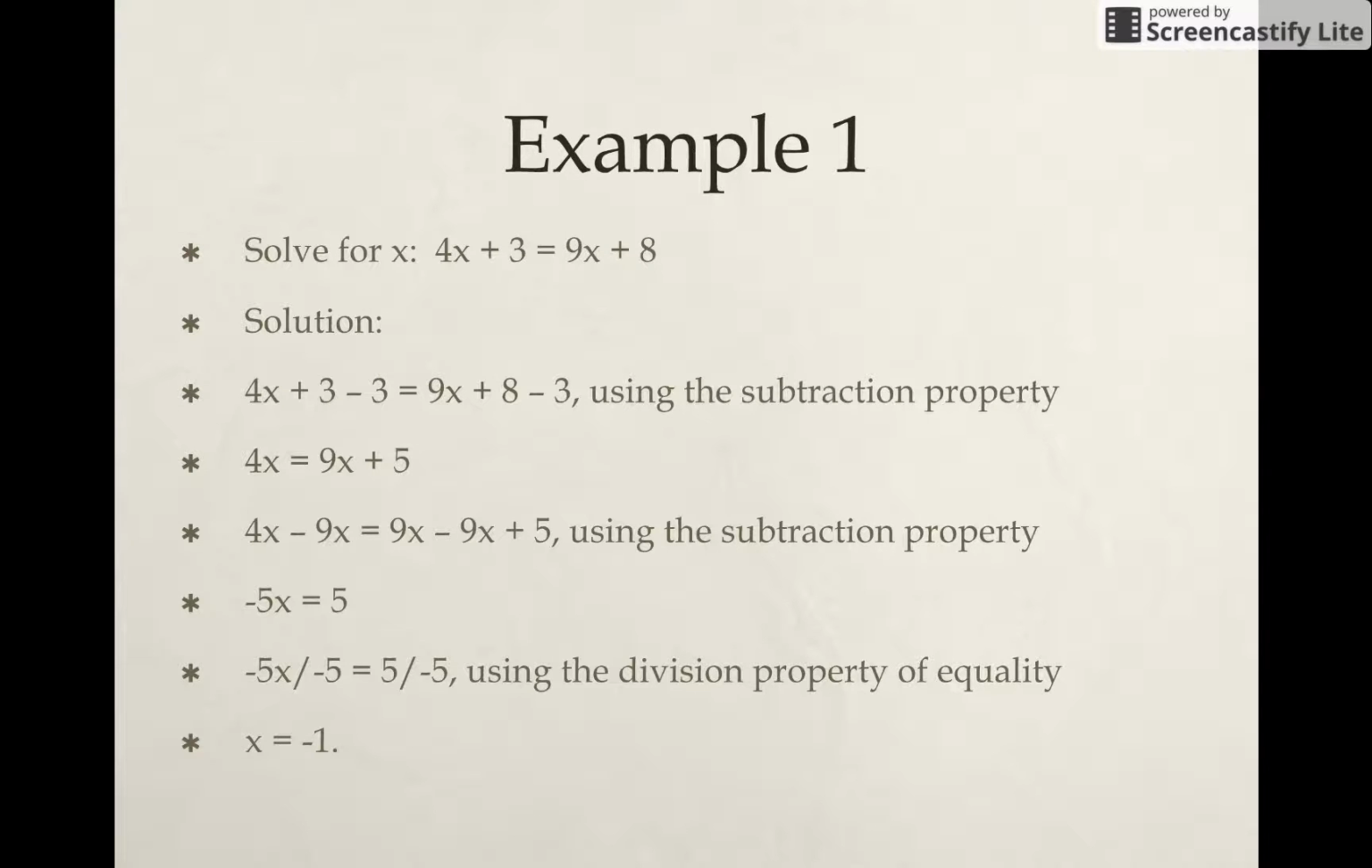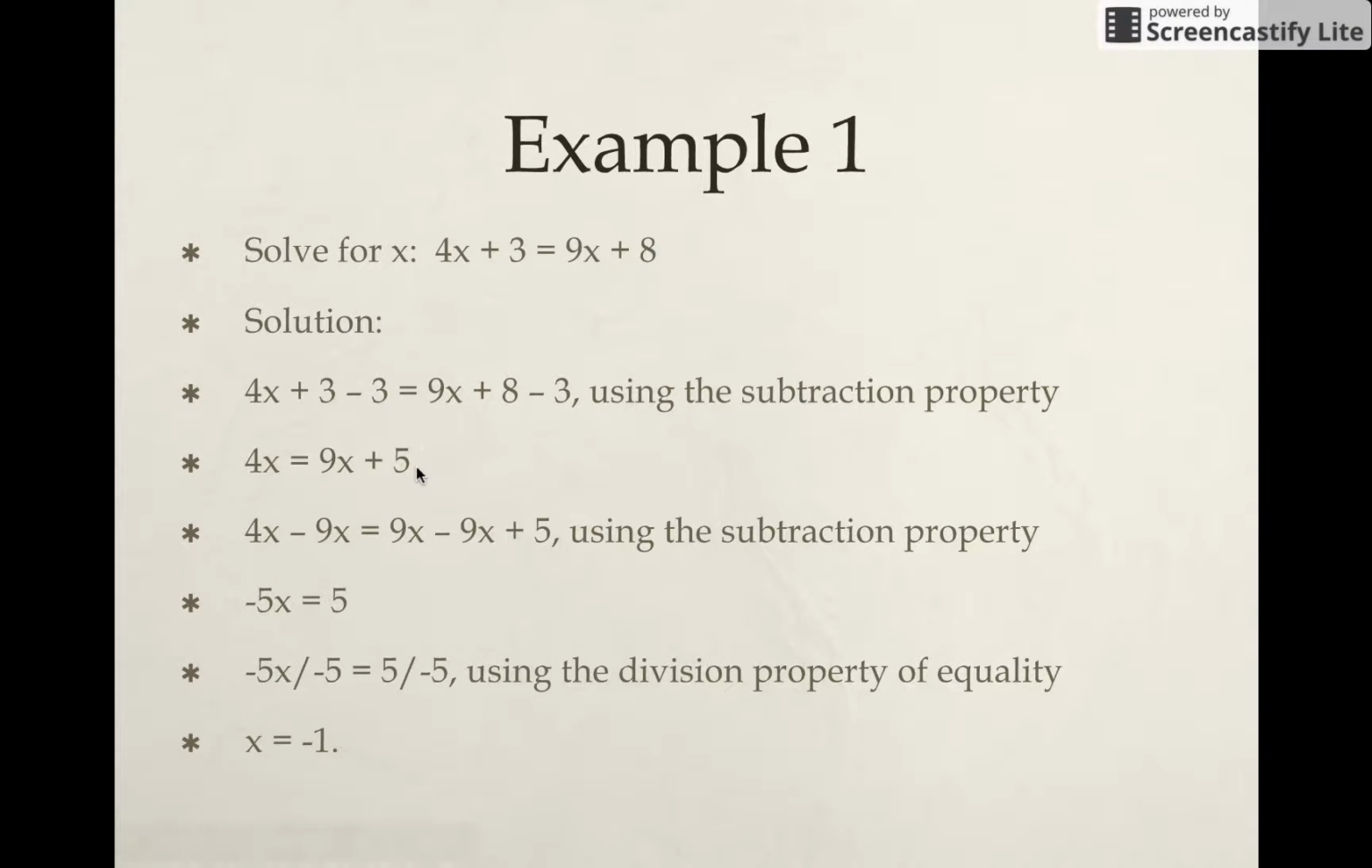Here's an example. We're going to solve the equation 4x plus 3 equals 9x plus 8. To begin, we'll use the subtraction property of equality, and we will subtract 3 on both sides. And so we've done that here. And when we do that, notice that 3 minus 3 is 0. Okay, so we're making 0. And when we do that, that leaves just a 4x on the left-hand side and 9x plus 5 on the right-hand side.